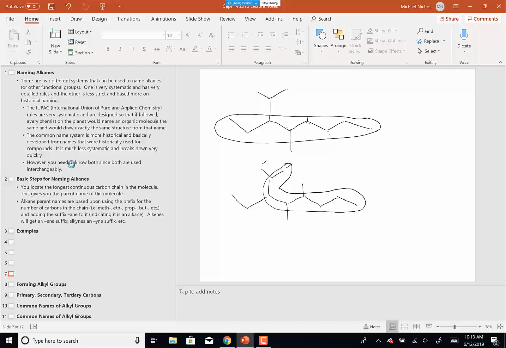So now this is going to be an octane, but now it's going to have 4 different substituents. I'm going to number from the top here, so 1, 2, 3, 4, 5, 6, 7, 8. How many methyl groups do I have? 3, so I've got a trimethyl. And what else do I have? An ethyl. 1 ethyl at carbon 3, methyls at 2, 4, and 5. So that one's going to be 3-ethyl-2,4,5-trimethyloctane.